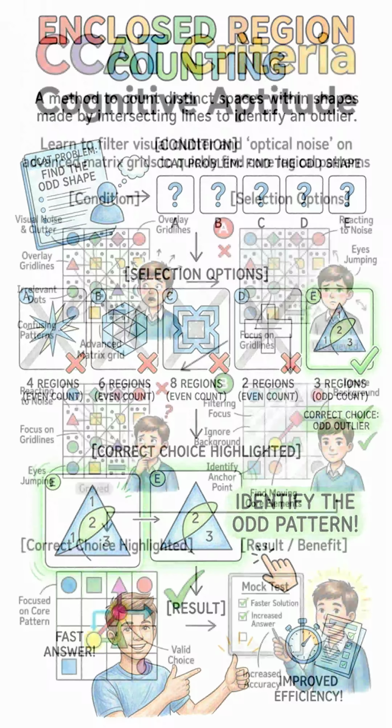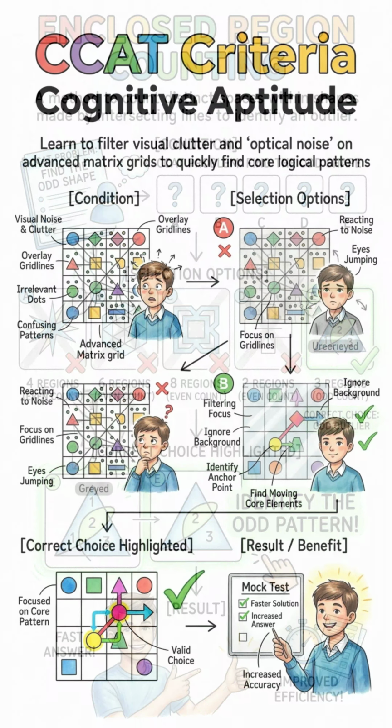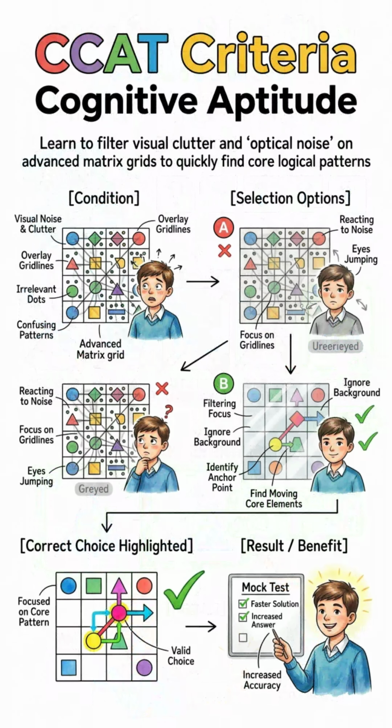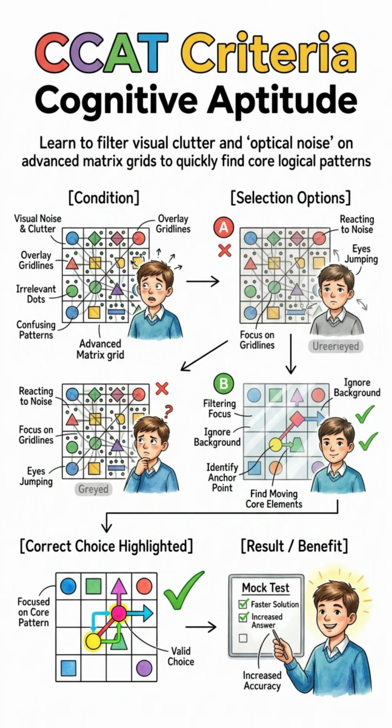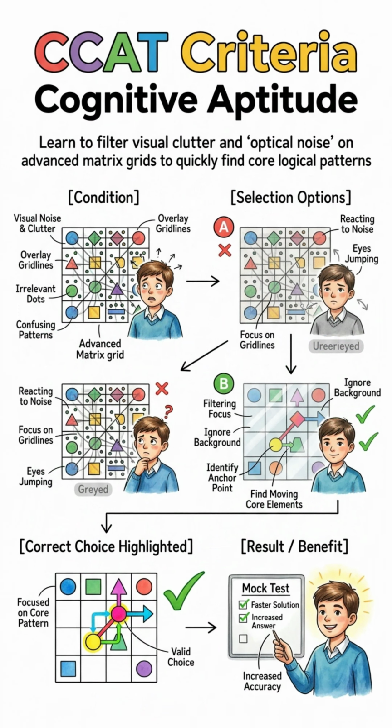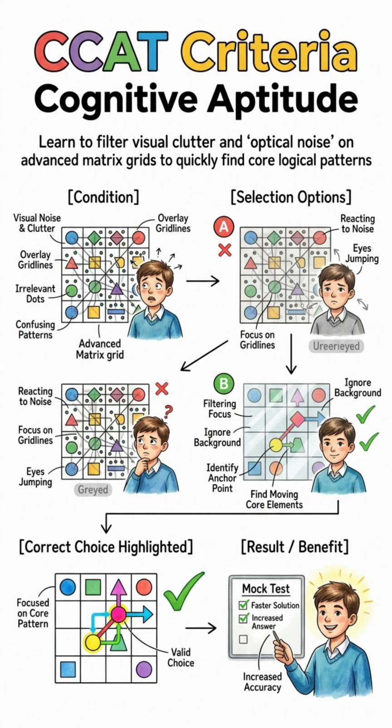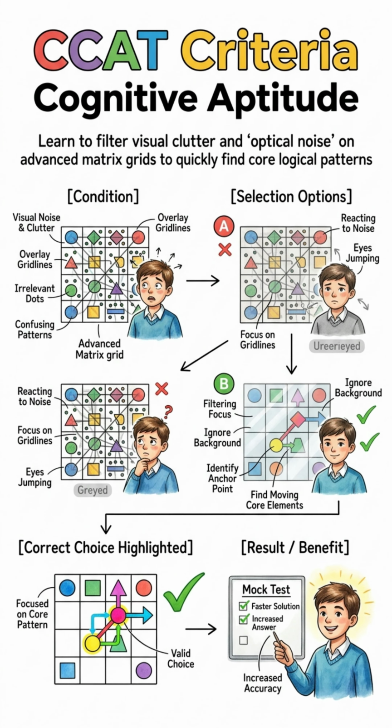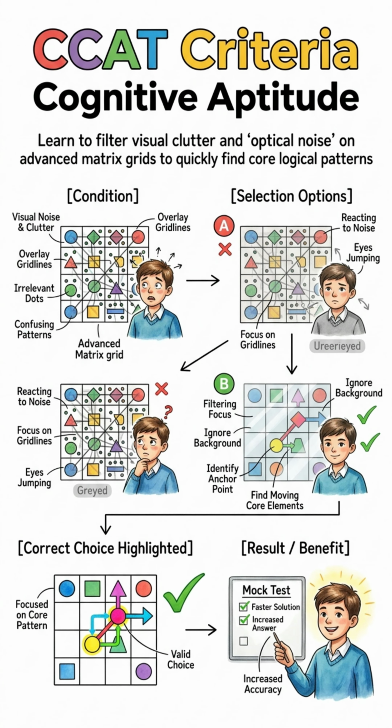Test makers frequently attempt to slow you down by adding visual clutter and optical noise to advanced matrix grids. They might overlay background grid lines, fill surrounding spaces with irrelevant dots, or use confusing patterns designed to make your eyes jump around. You must train your brain to filter out this visual noise by actively searching for structural anchor points that remain constant. Ignore the background decorations completely and focus purely on the moving core elements that drive the logical pattern.